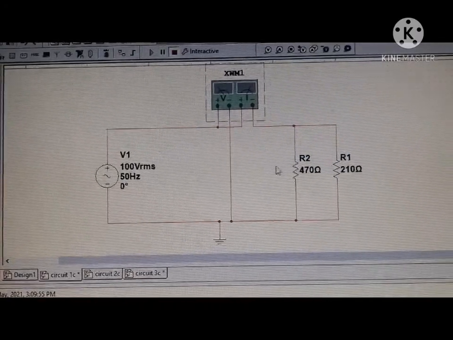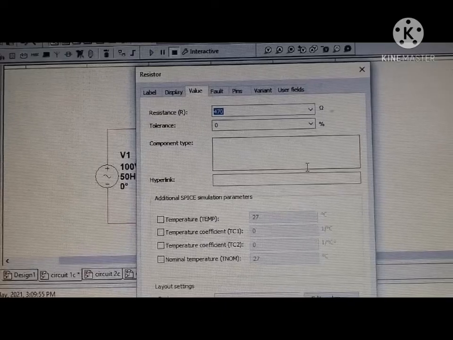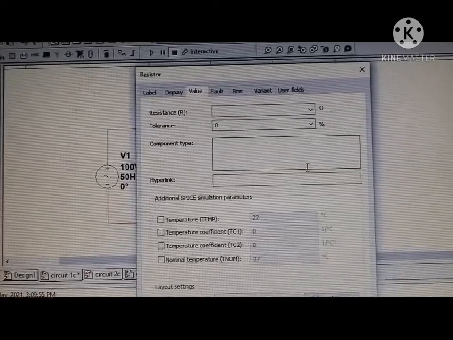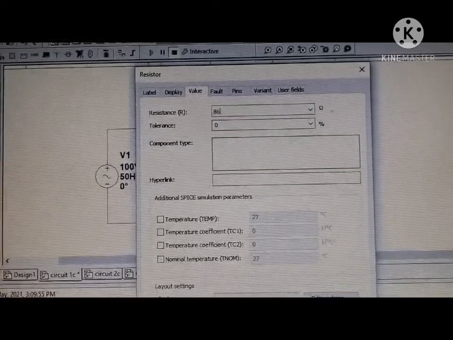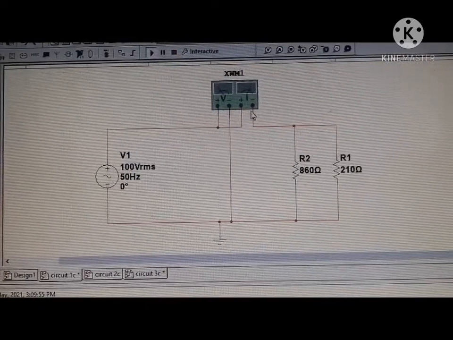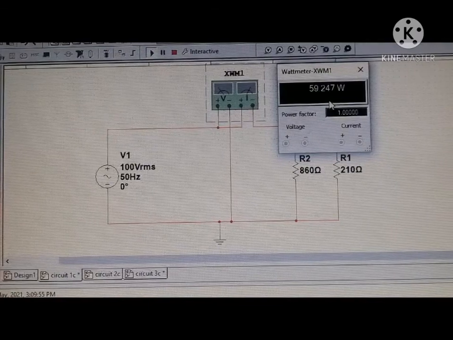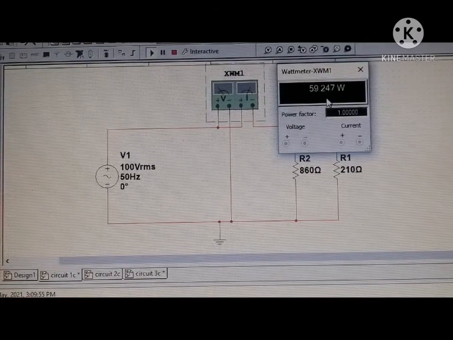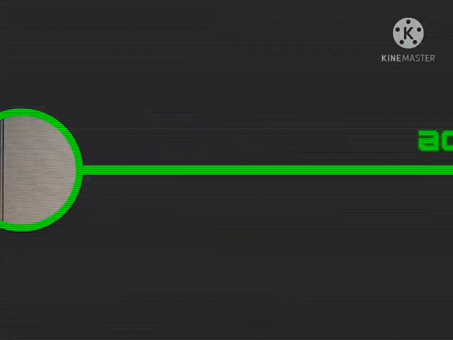Okay, stop the simulation and then change R2 to 860 ohms. Okay, then run the simulation and then you will get the answer, 59.247 watt for the power. Alright, so that's all for activity 1.